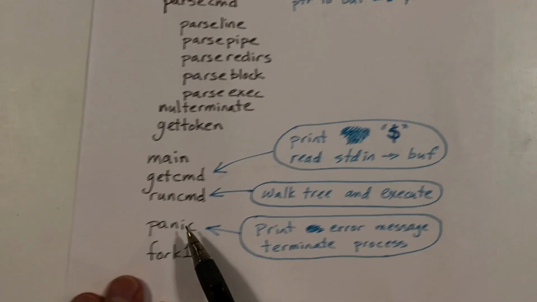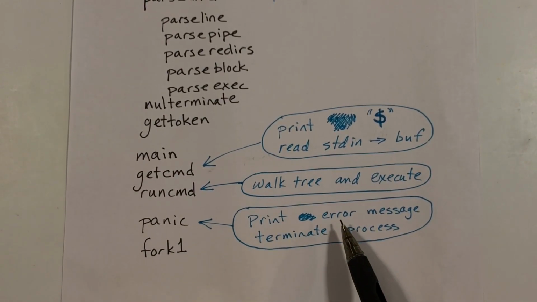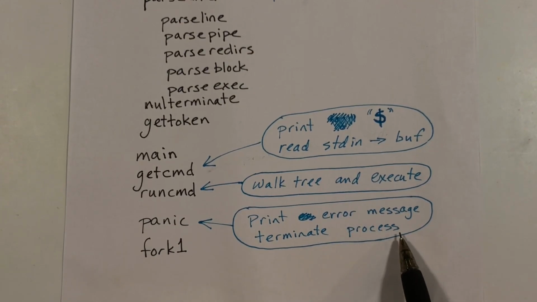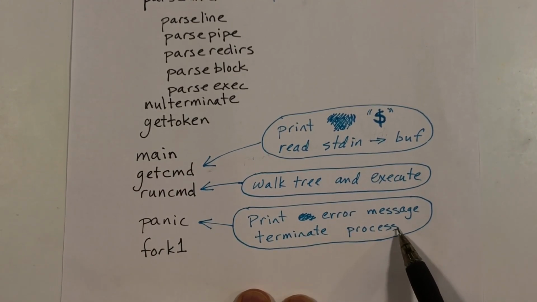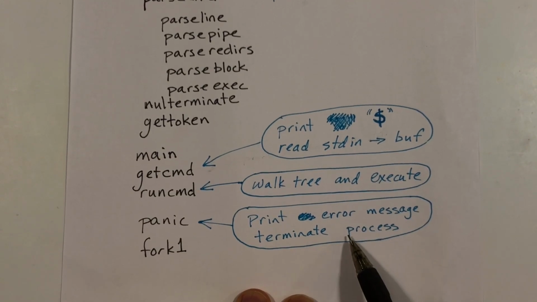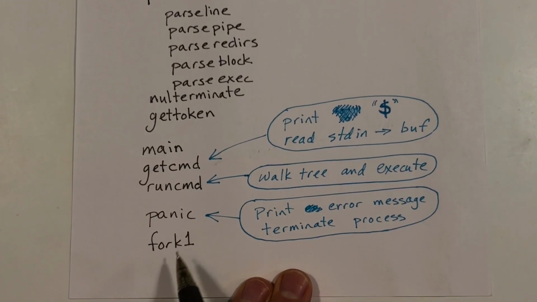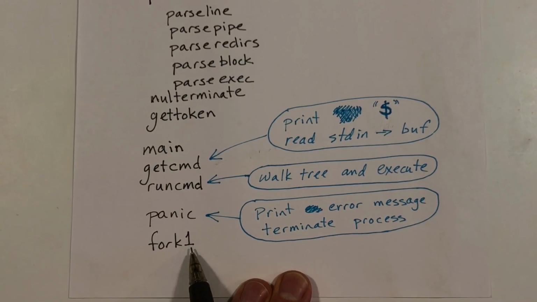There are also two helper functions. Panic prints out an error message, and then it terminates the process. The shell program tends to create a fair number of processes. It creates at least one process for every command line that's entered. And we deal with errors in an interesting way by just simply printing a message and terminating the current process. So the shell itself exists in a parent process and will continue to execute. And finally, we have a fork1 helper function. This is a wrapper function for the fork system call that just checks to make sure there's no error when we invoke the fork system call.